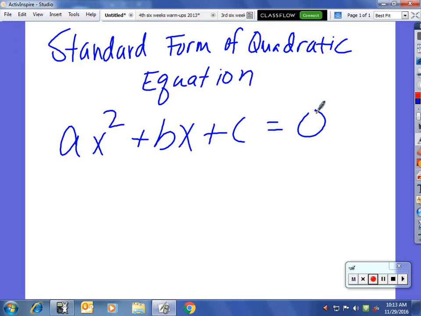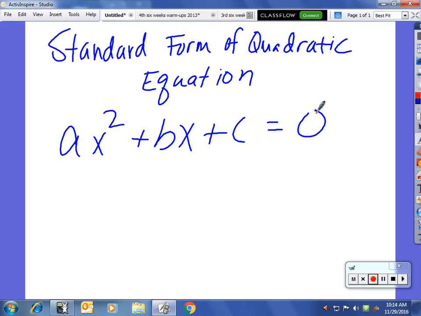Also, if possible, and it is possible, you want your x squared term, your coefficient, your a value, to be positive. You can certainly factor when a is a negative number, but it's more difficult, and we've never practiced that really. So you want your a to be positive, you want everything on one side, you want the other side to be a 0, and you want it in order.